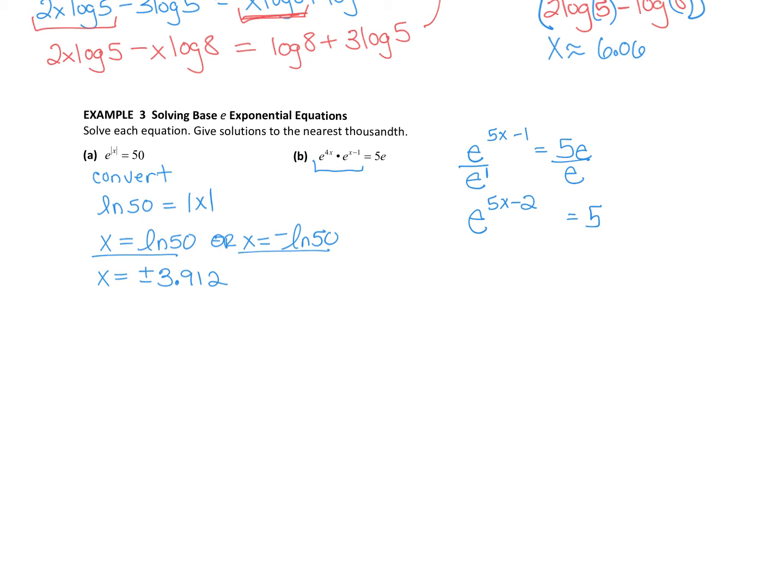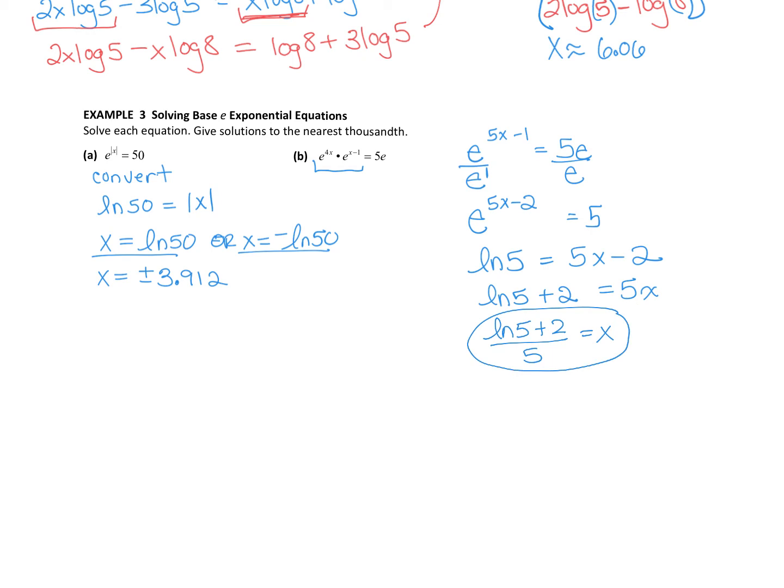We will then convert it. The natural log of 5 equals 5x minus 2. And we'll solve. The natural log of 5 plus 2 is equal to 5x. And then if we divide by 5, we get the natural log of 5 plus 2 divided by 5 is equal to x. And again, this is the exact answer, which we prefer in calculus. But if you're going to find a decimal approximation, you're going to get approximately 0.722.